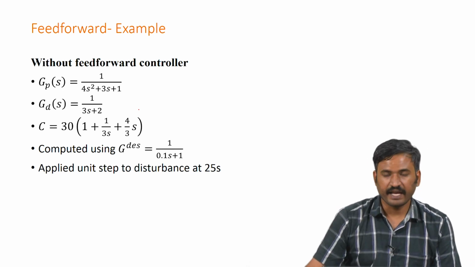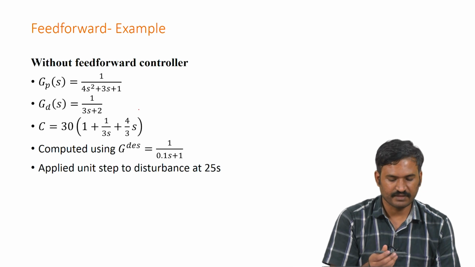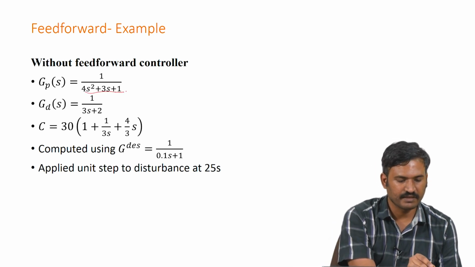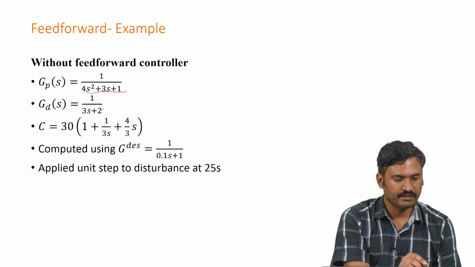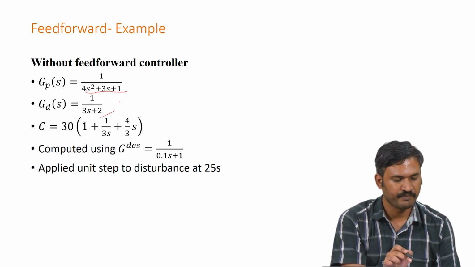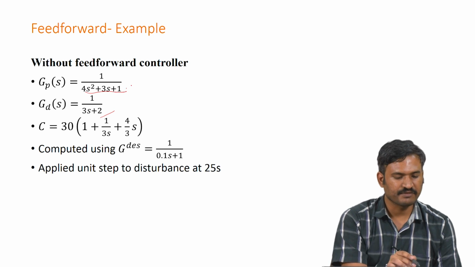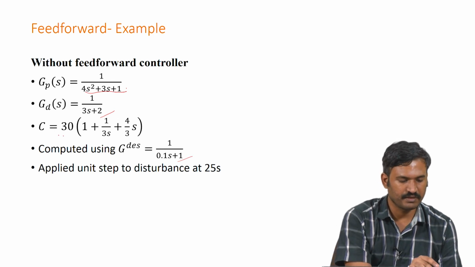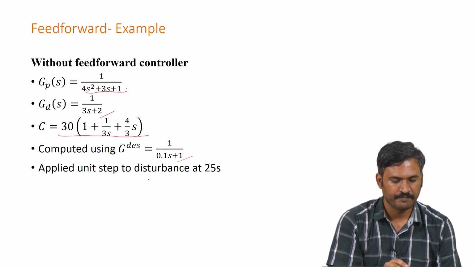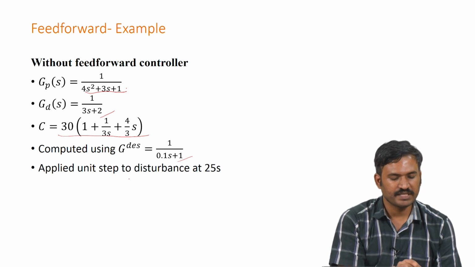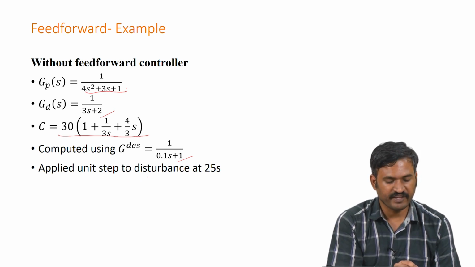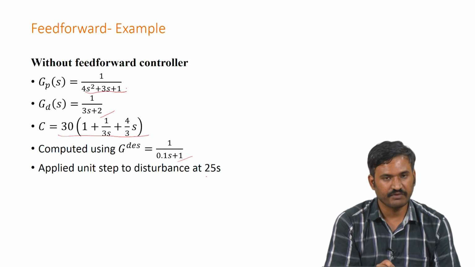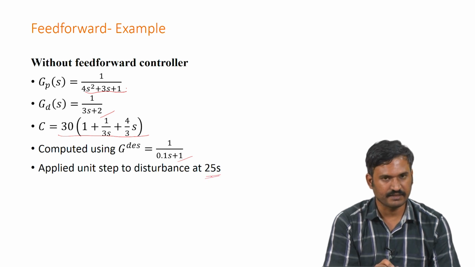So, I have taken a different process transfer function like this, and the disturbance transfer function I have taken as 1 by 3 s plus 2. Based on this process transfer function and the desired configuration, I have used direct synthesis to compute this controller configuration, and a unit step variation has been introduced at 25 seconds in the disturbance.